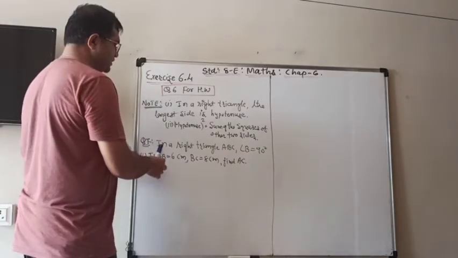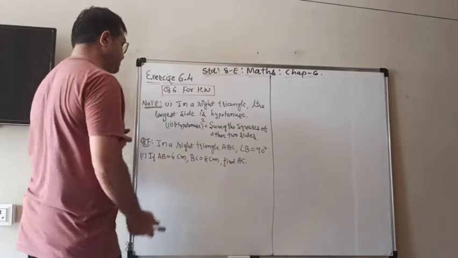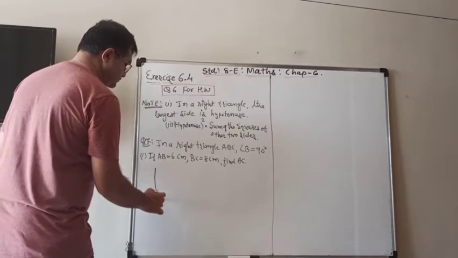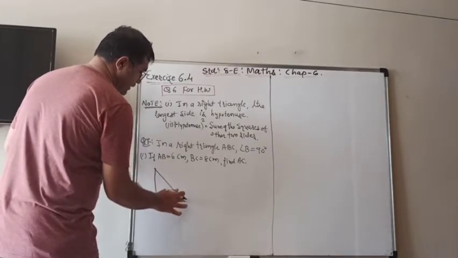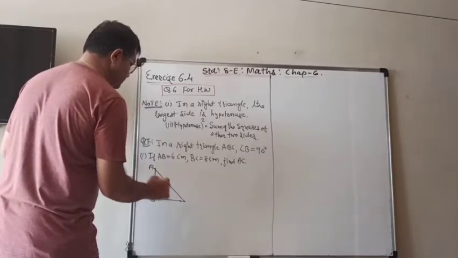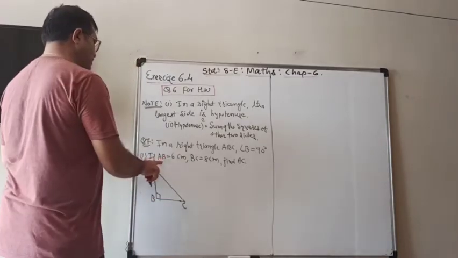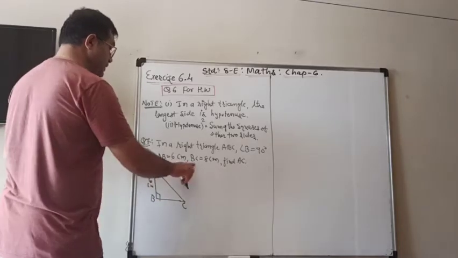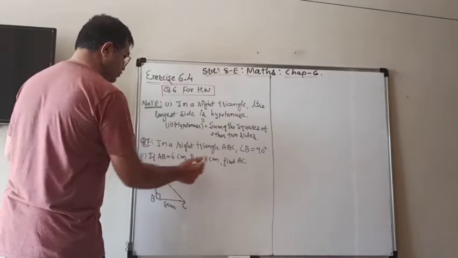Question number 7, given that in a right triangle ABC, angle B is 90 degree. So we have to draw a right triangle in which angle B is 90 degree. So here angle B is 90 degree. So obviously this is the hypotenuse. Now AB is equal to 6 centimeter, so we can write down here 6 centimeter. BC is equal to 8 centimeter. And we have to find AC.